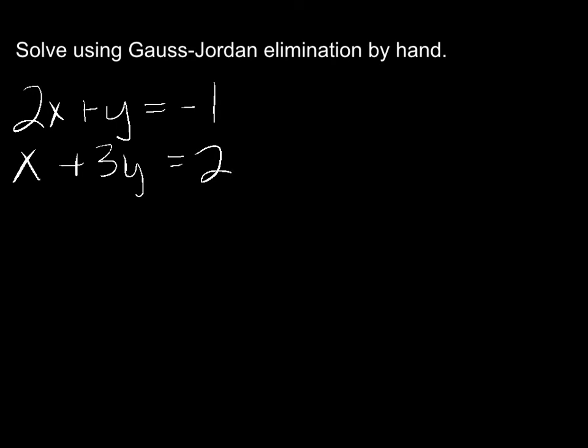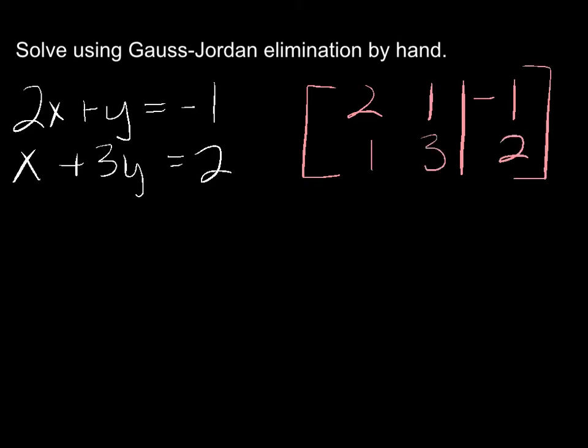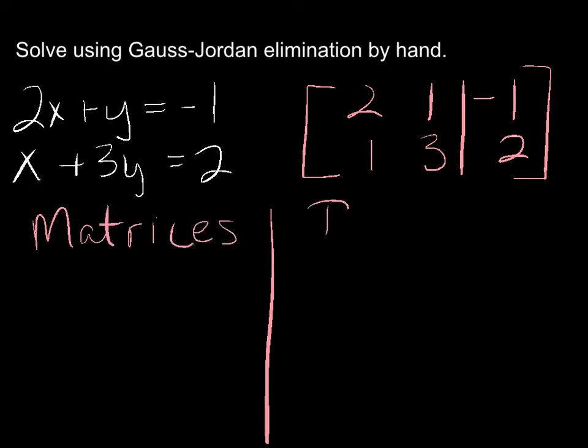So I have these two equations, and now I need to set up a matrix. So my matrix is going to be 2, 1, -1, and 1, 3, 2. Now what I want to do is set up a column of matrices and a column of row operations to keep my work organized. So I have my first matrix.